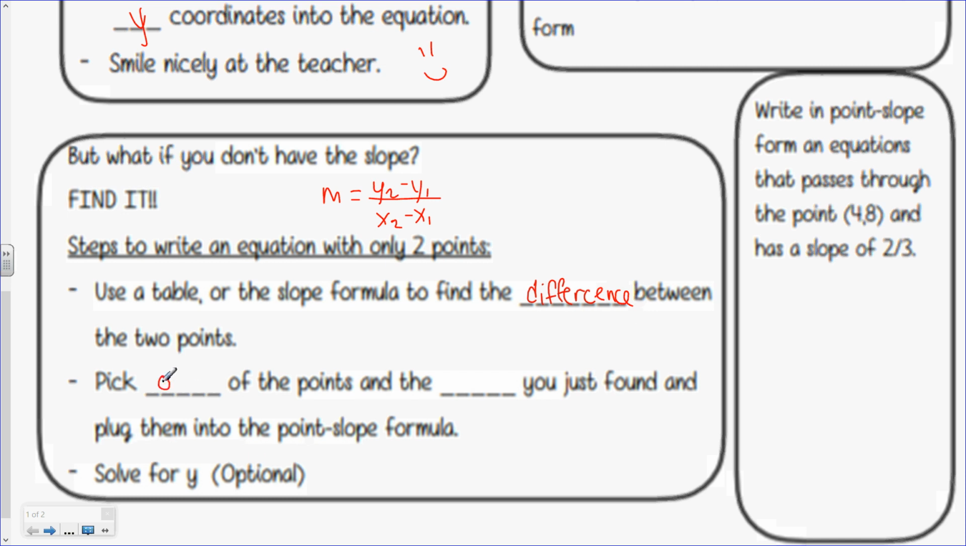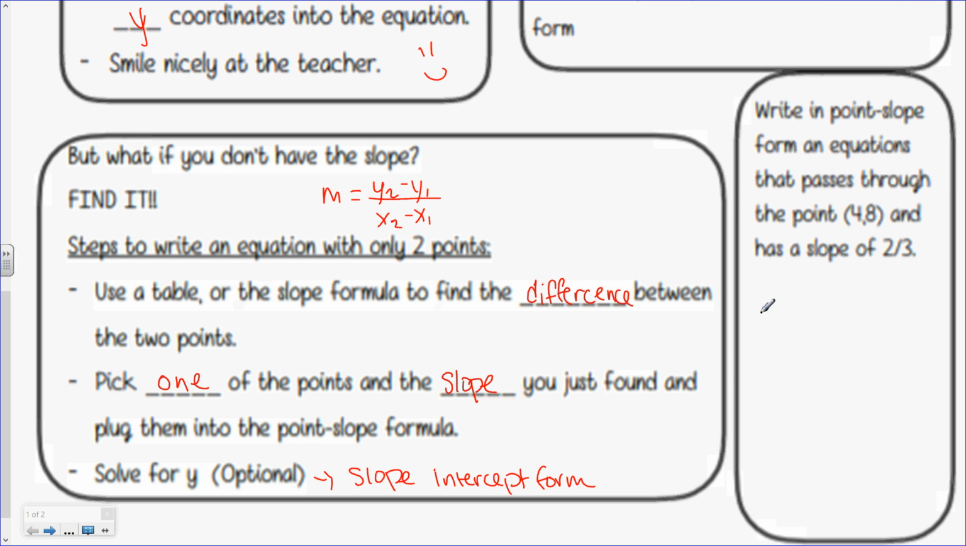Then we need to pick one of the two points. We don't have to use them both. We can use either one. It'll give us the same line and the slope that we just found. You can plug them into your point slope formula. Then, optionally, you can solve for y and graph it. Remember, this gives you slope intercept form, so sometimes it's a little easier to graph it that way.